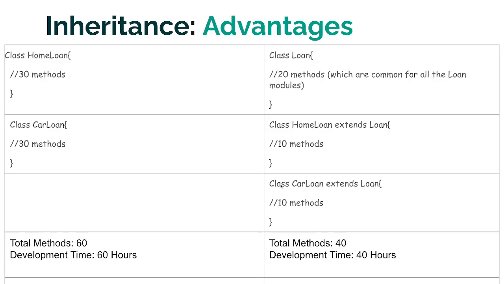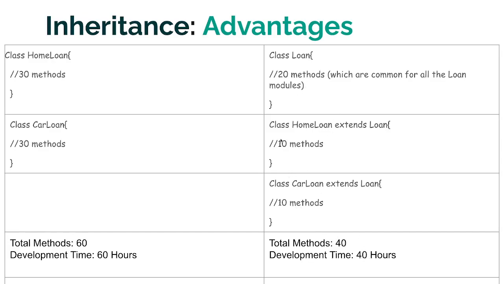And similarly, you can make a relationship with your car loan, using the extends keyword with the loan as a parent class. Then just write the unique 10 methods that belong to this car loan. You don't have to write the common 20 methods, because you can easily access them using inheritance in both the home loan and the car loan. If you see over here, using the inheritance process, the total class method count is 40, right? 20, 30, 40, and it will take around 40 hours.